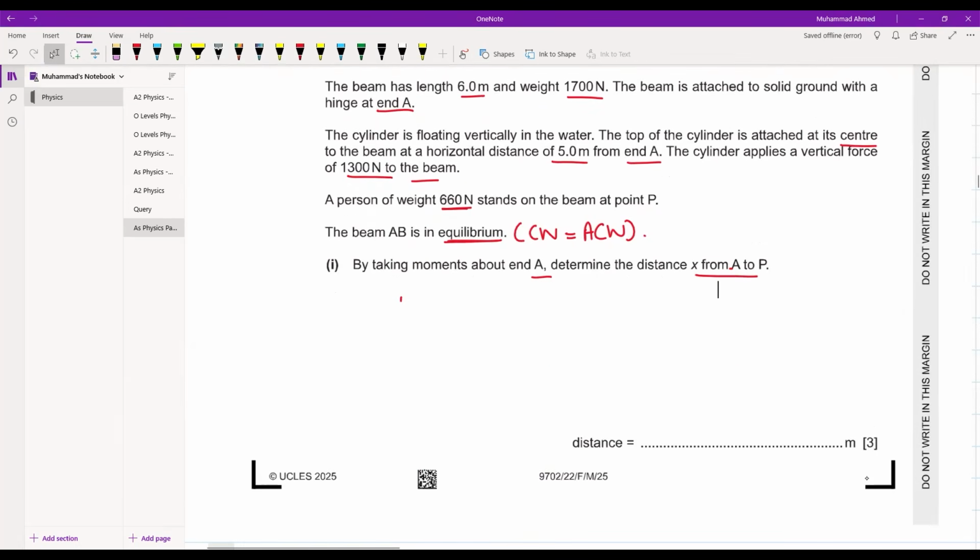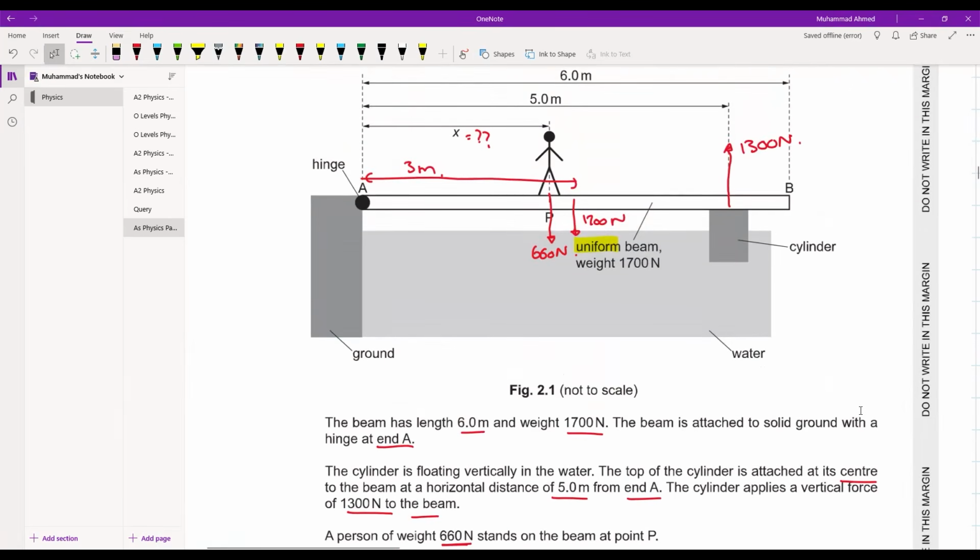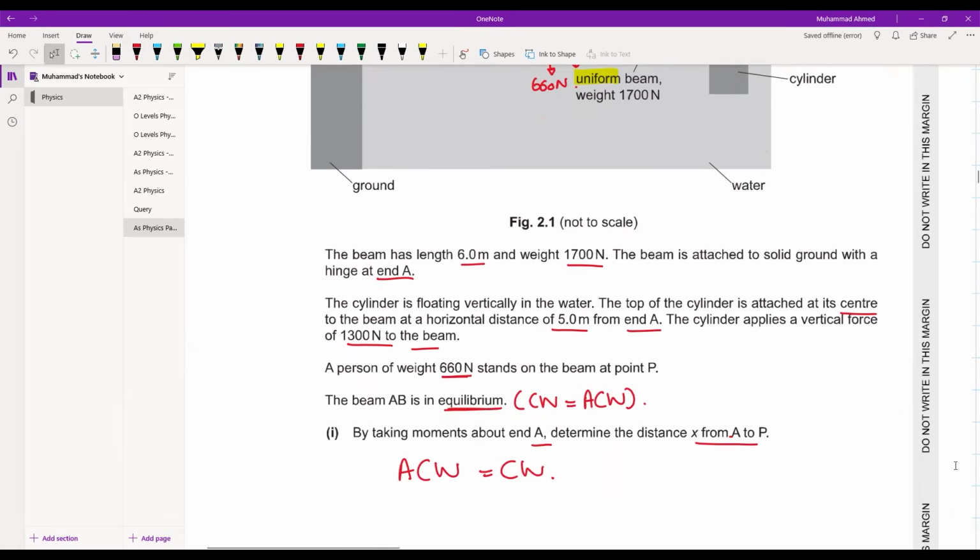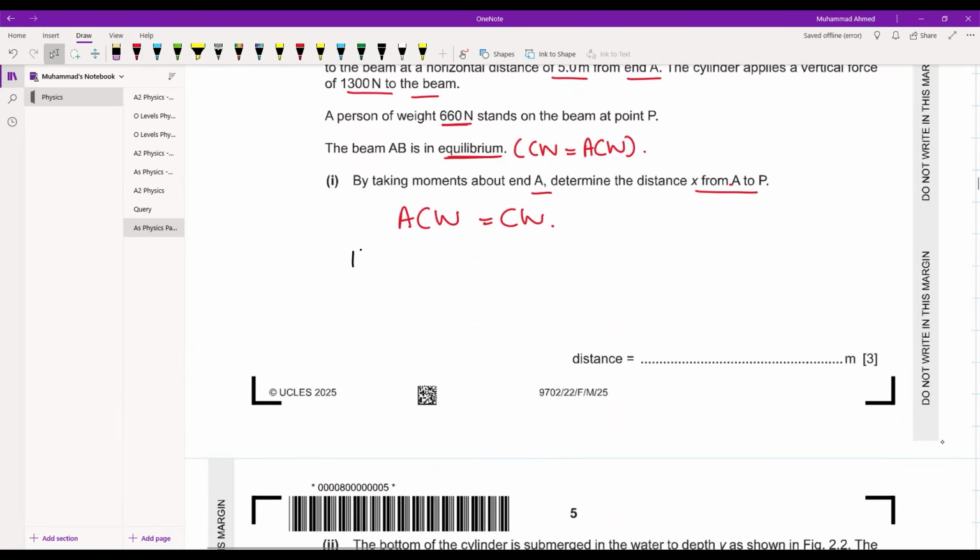By taking moments about end A, calculate the distance x from A to B. First of all, we will say that the sum of anti-clockwise moments is equal to the sum of clockwise moments. Now, realize one more thing. This 1300 newton force is causing an anti-clockwise moment. What is the distance from the pivot A? 5 meters. The anti-clockwise moment becomes 1300 into 5.